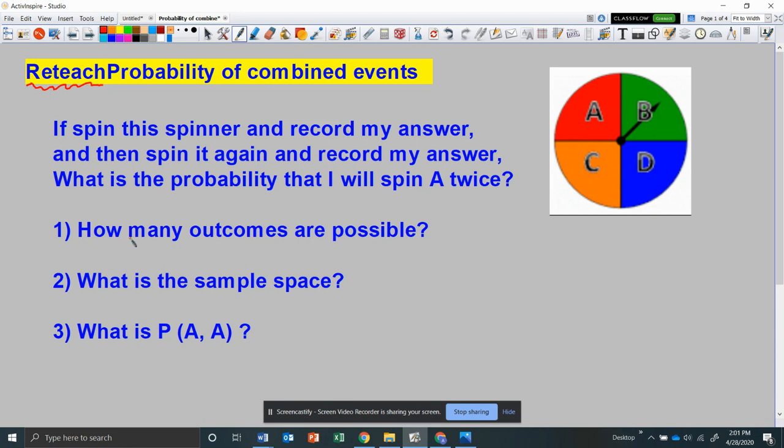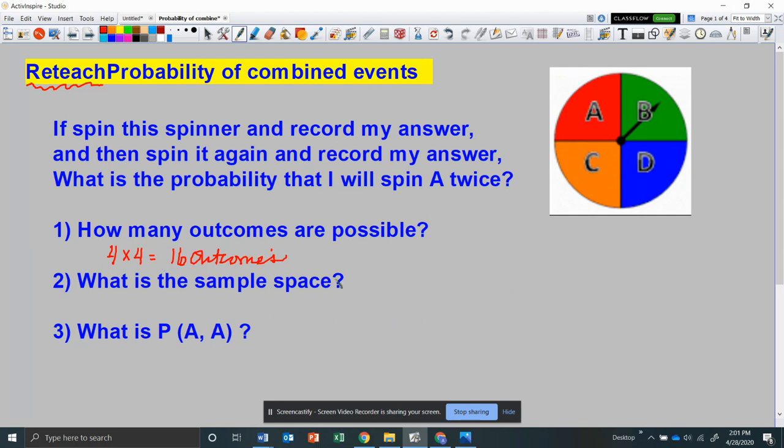Okay, so first I want to figure out how many possible outcomes there are. There are more than 4 outcomes, because we're talking about the combination of 2 things happening, okay? So if there's 4 things the first time I spin, and then 4 things the second time I spin, that means that there are 16 possible outcomes. Okay, the sample space.